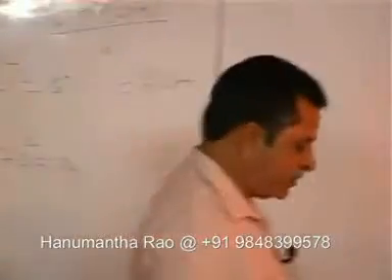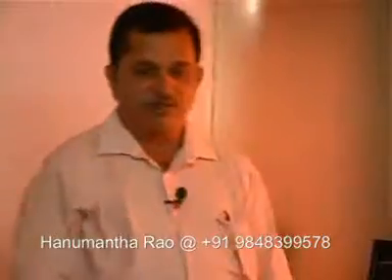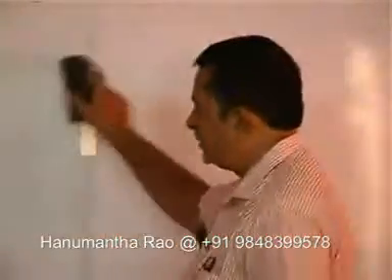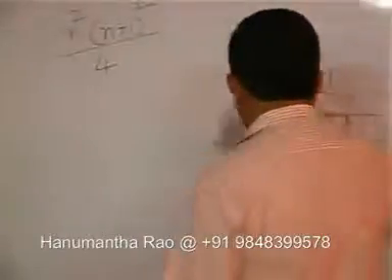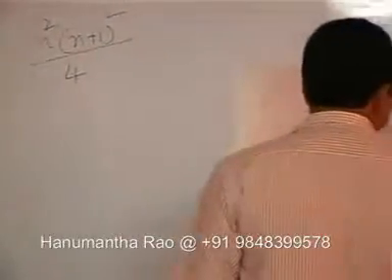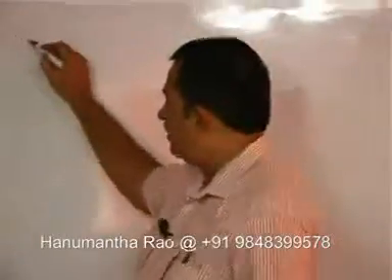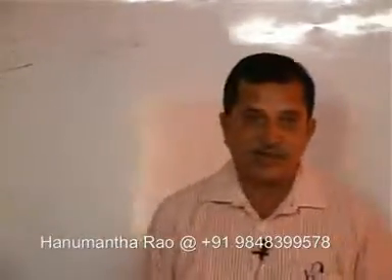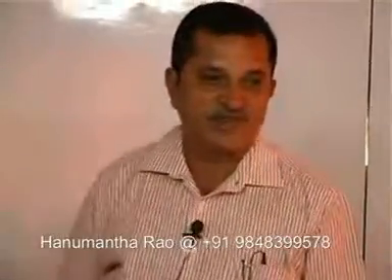n square into n plus 1 whole square by 4, where n is 8. How much did you get? 1296. Remember one point here. I will tell you one property: a rectangle whose all sides are equal is called a square. If you take that property also into consideration, 1296.